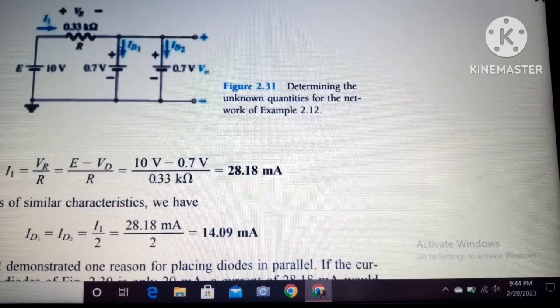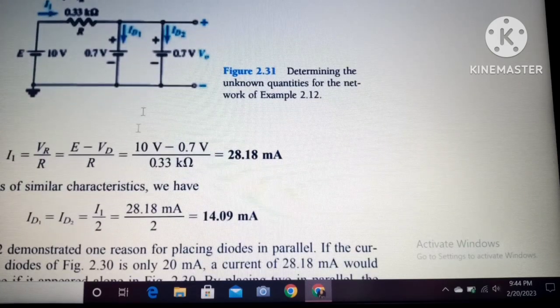Now we have to find the current across both diodes. The total current is 2.8 and here the current is dividing in both sides. In a parallel circuit the current divides. So we divide the total current, which is 2.818 milliampere, by 2, as there are two diodes. So ID1 and ID2 become 14.09 milliamperes, which is our ID. So here we can find the answer.